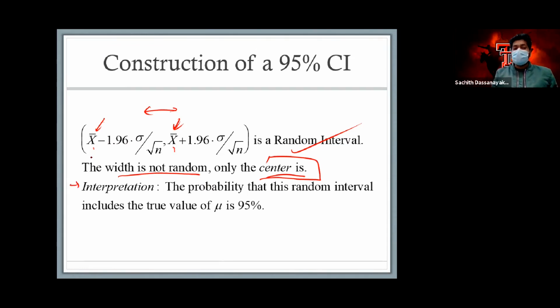Okay, how do we interpret this? The probability that this random interval includes the true value of mu is 95%. There are a few more ways to write and interpret this, but the idea is what they have mentioned under interpretation.